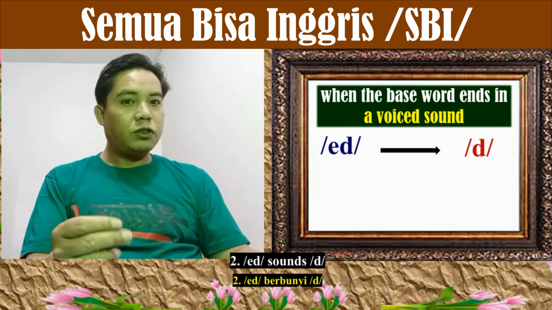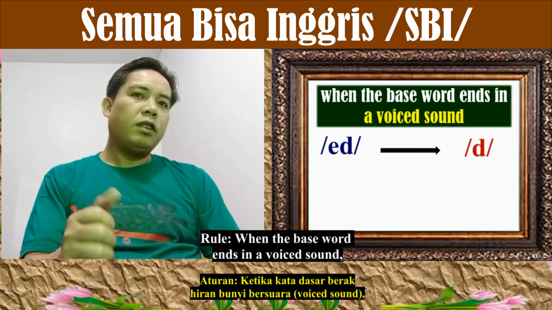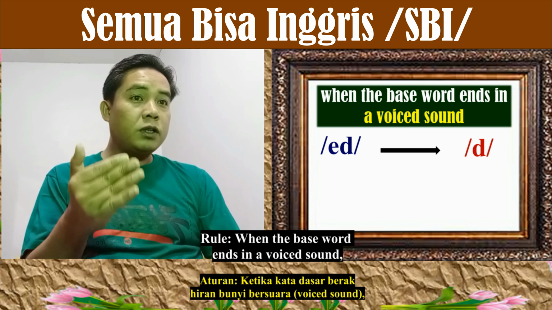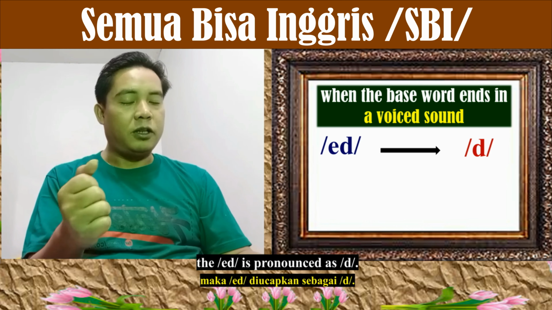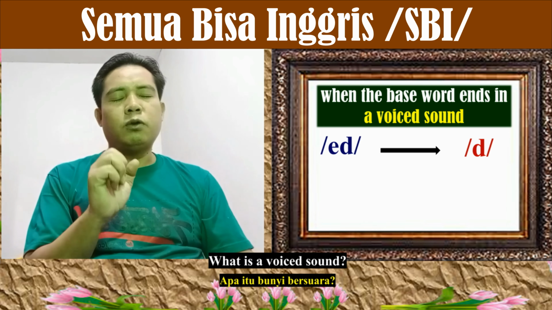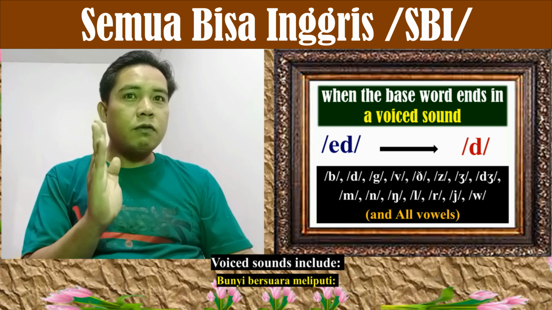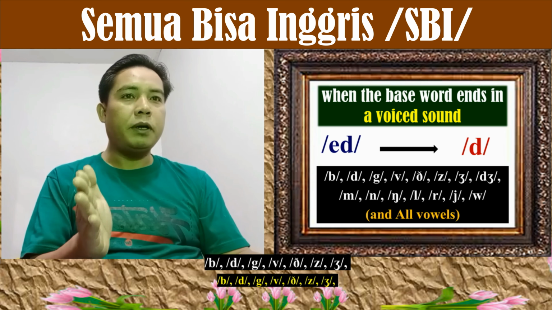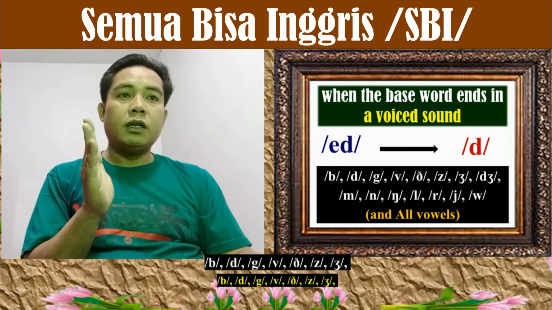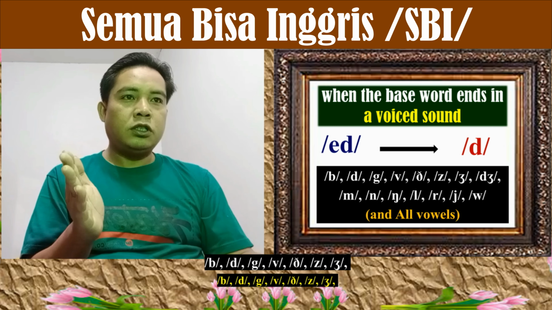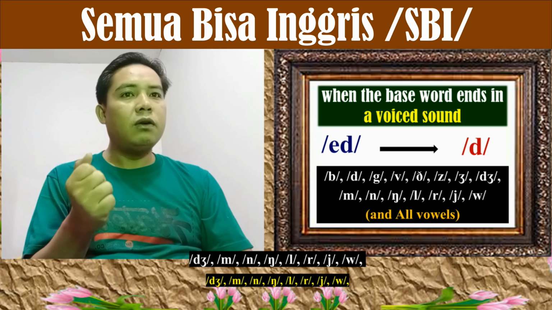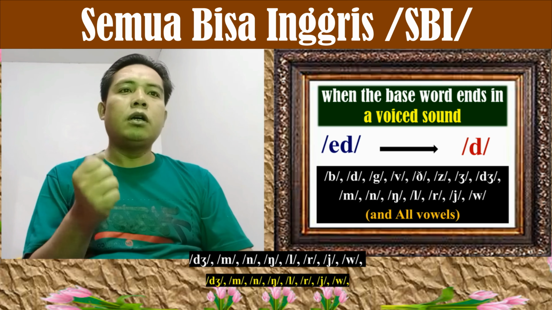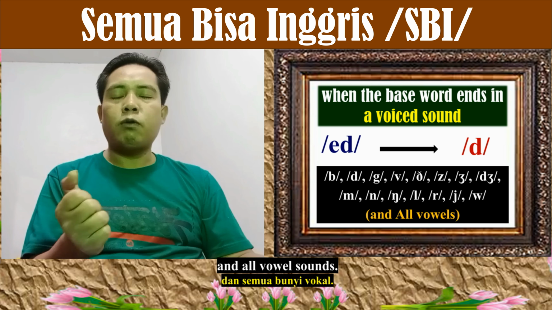2. "Ed" sounds d. Rule: When the base word ends in a voiced sound, the "ed" is pronounced as d. What is a voiced sound? Voiced sounds include b, d, g, v, z, j, m, n, l, r, y, w, and all vowel sounds.